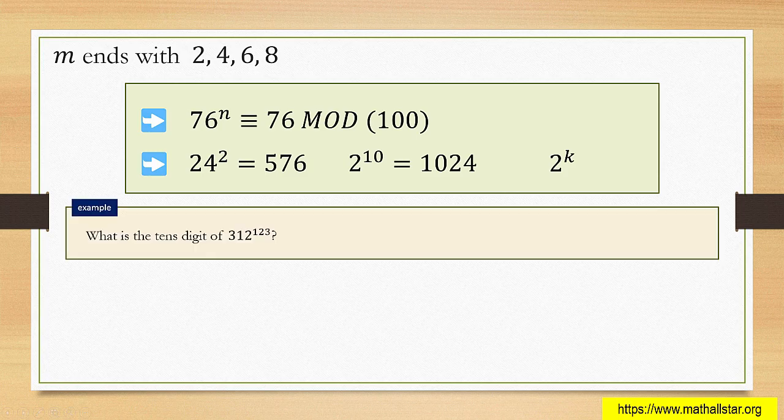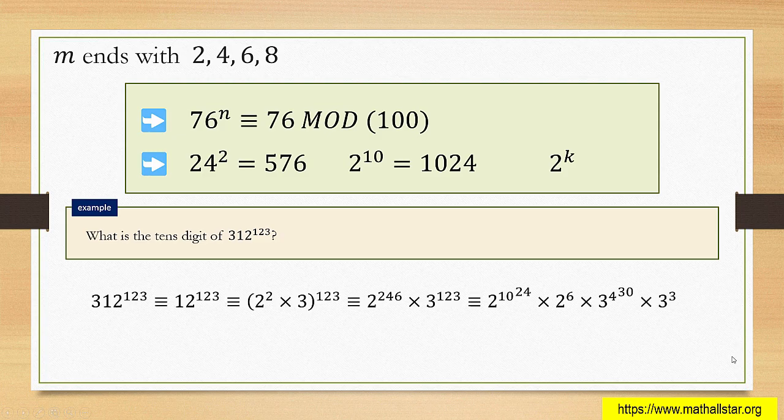Here is our third example. What is the tens digit of 312 to the 123rd power? This problem is more challenging than the previous two. Do you want to have a try first? To solve this problem, we should first try to factorize the base into 2 and 3, and then try to apply the result of the previous two scenarios. This is what we're doing here.